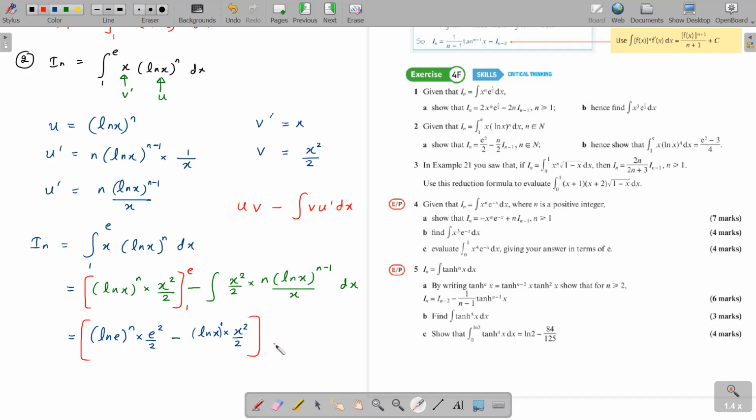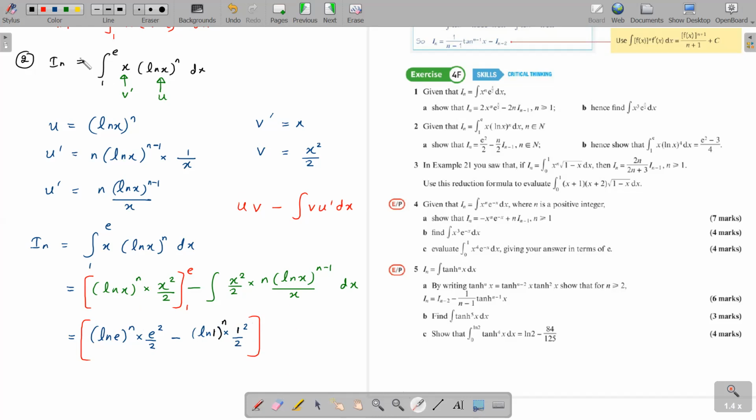Are you agreeing with me? Did I do something? Oh, yeah, I had to put here. The x should be 1. Sorry, the x should be 1, not the n. The n stays, right? Ln 1 to the power n. We replace the x with e and then we replace the x with 1. So here also, I have replaced the x with 1. Okay, ln 1 to the power n into 1 square over 2.